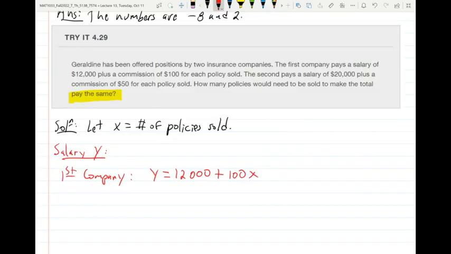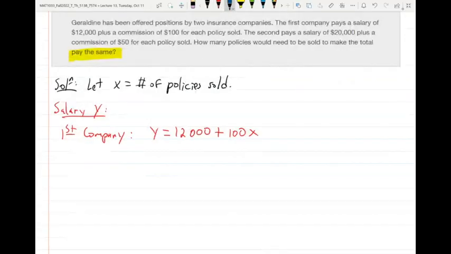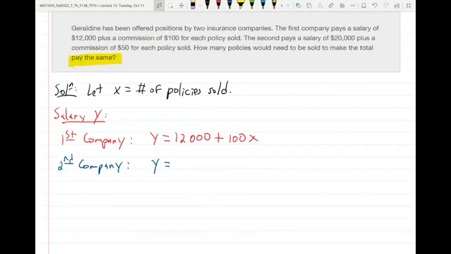Now let's figure out the salary according to the second company. Remember, we want the same salary. That's important. So that's the same Y. Y is our salary, so the same Y that we have here is the one that we're going to put here. We want the same pay. So what's the salary according to the second company? 20,000 plus 50x. Does everybody understand this?